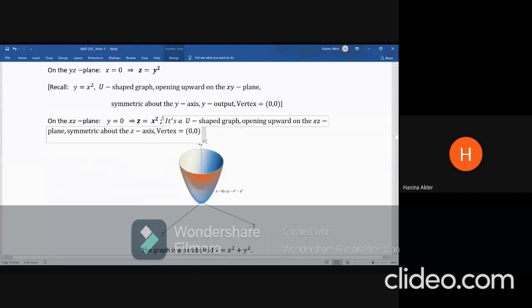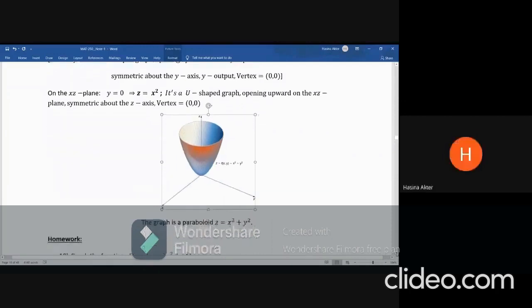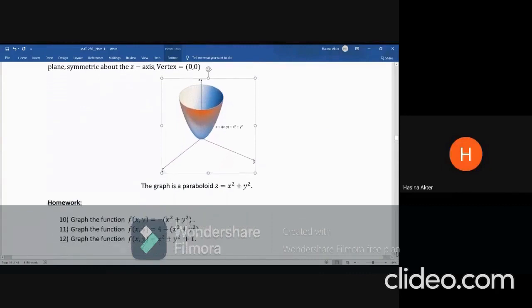Vertex 0, 0. So now, if you revolve, since the curve is symmetric on the xz plane, it is symmetric about the z axis. So if you are in 3D, then z is the vertical axis. So if you revolve the U-shaped graph around the z axis, then you get something looking like this, which is called a goblet, right? Yes, miss. Class, are you with me? Yes, ma'am.